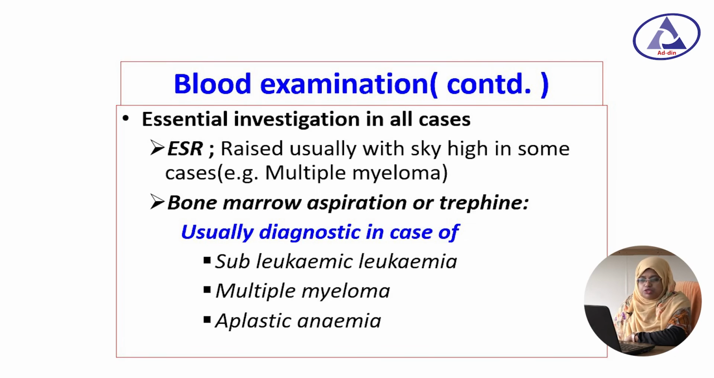And after that, we will see the ESR. If ESR is highly raised, that is sky rise, it indicates multiple myeloma. And we can also do bone marrow aspiration or trephine biopsy, which is usually diagnostic in case of subleukemic leukemia, multiple myeloma, and aplastic anemia.